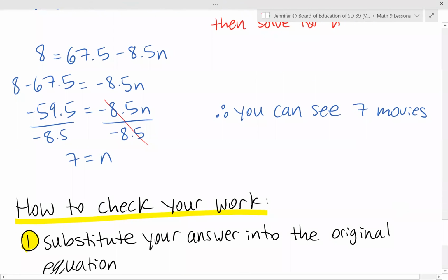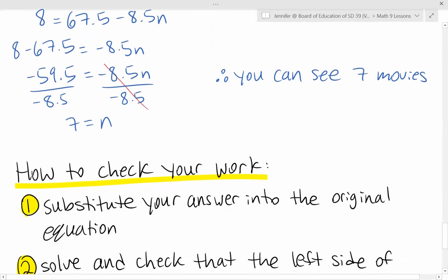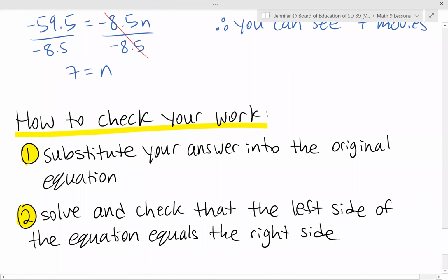The last part of this lesson is how to check your work. That's what's nice about this chapter, is you can finish a test or a project or assignment, whatever, and always know if you've got the answer right, because there's an easy way to check your work. All you have to do is substitute your answer into the original equation, and then just check that the left side equals the right side.